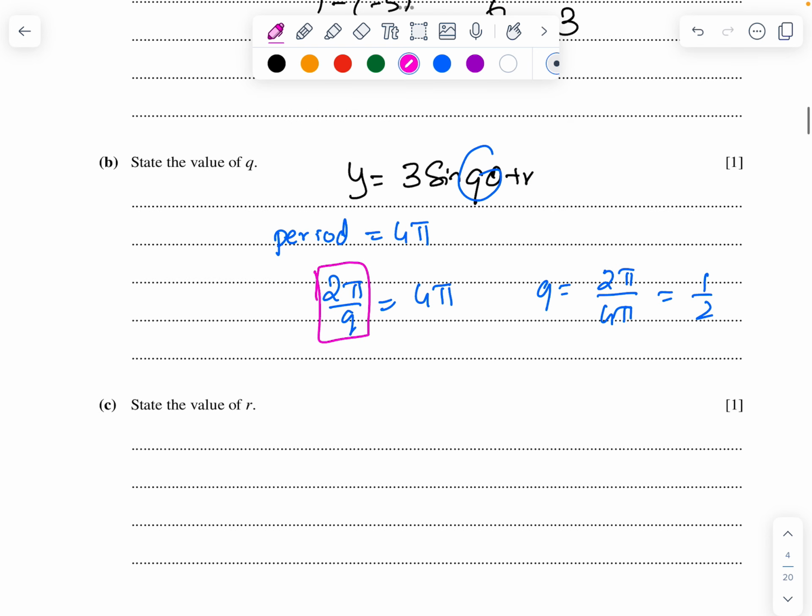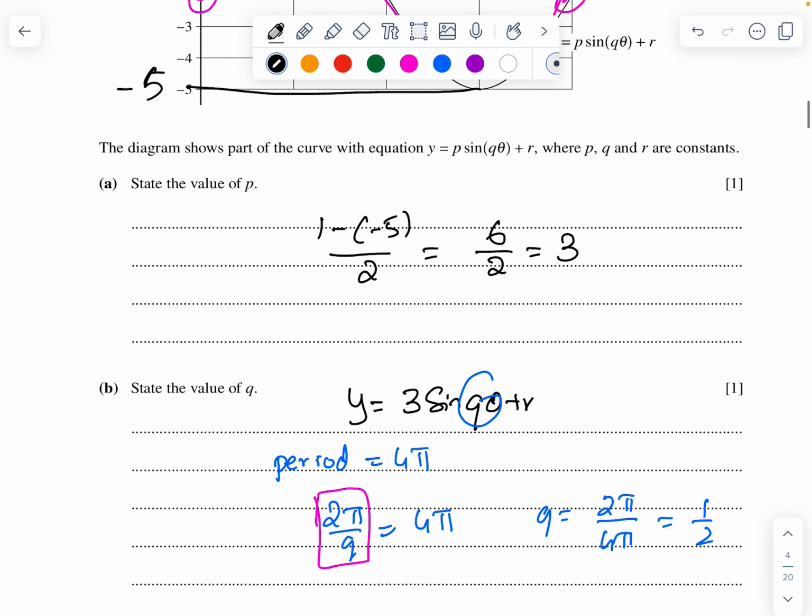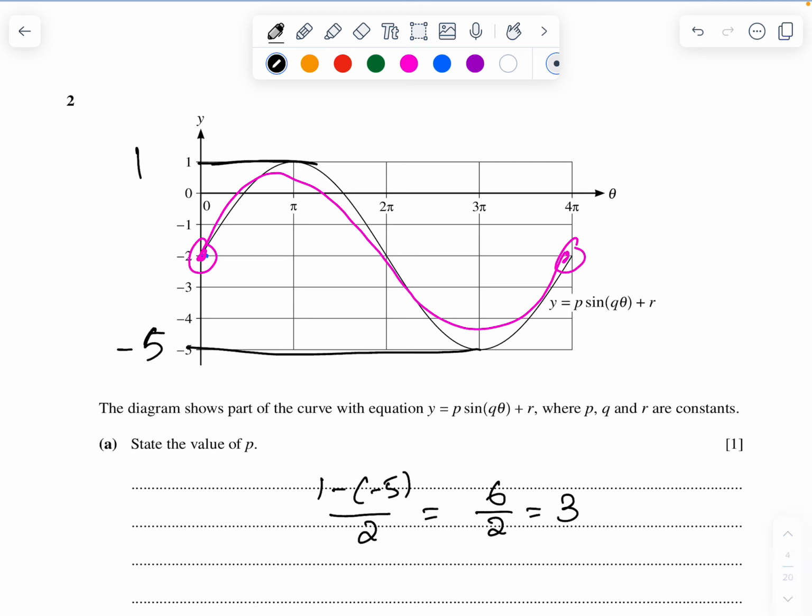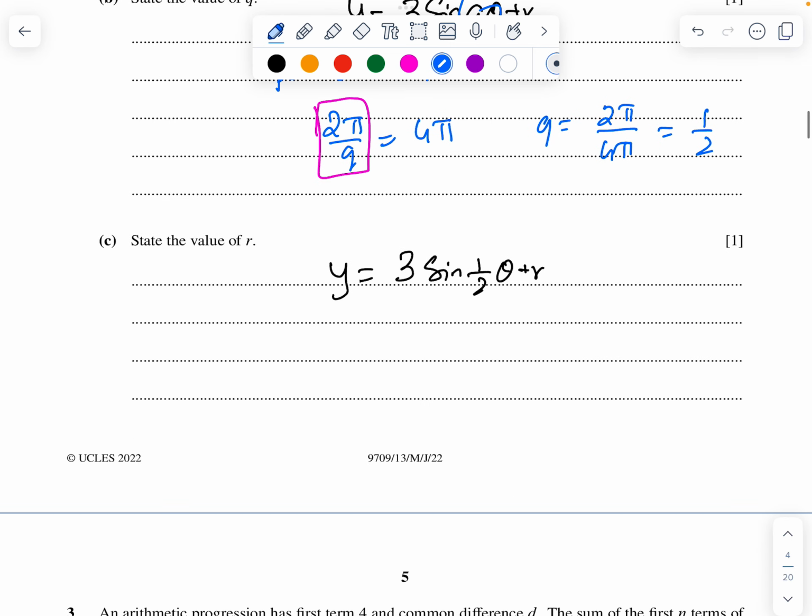Find the value of r. So now we got y equals 3 sine 1 upon 2 theta plus r. Now we need to know the value of r. To know the value of r, you can plug in any one point. One point is nothing but, when it is pi, it is 1. Pi comma 1. So 1 equals 3 sine of pi by 2 plus r. Sine pi by 2 is 1, plus r. So this gives me the r value as negative 2.